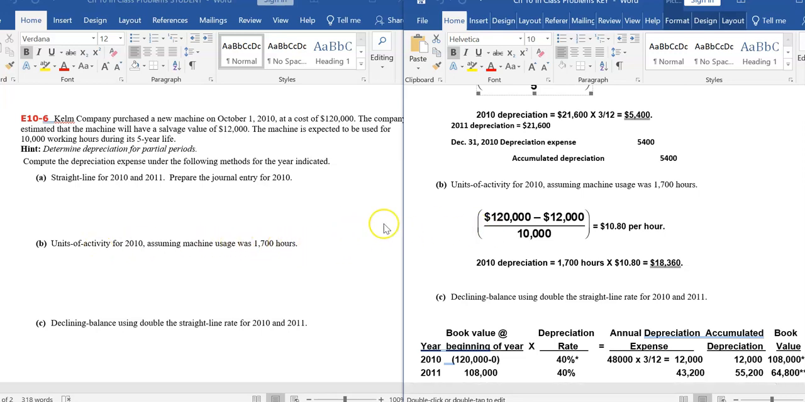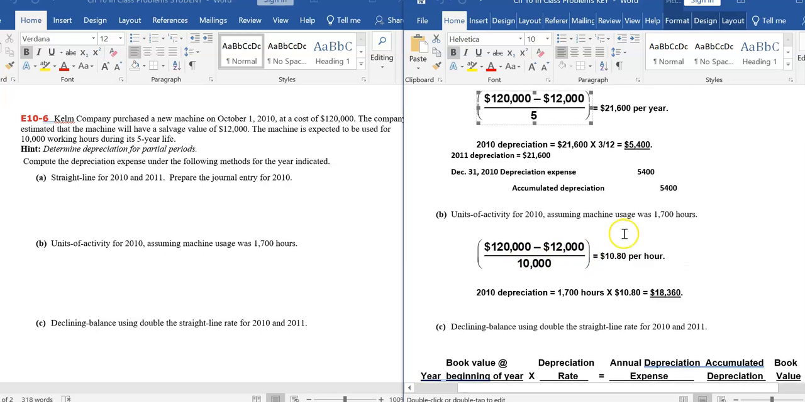Okay. So the formula for the first step of the units of activity method is to take the original cost of the asset, subtract out its residual value or salvage value. But instead of dividing by the number of years of life, as we did in the straight line method, we are dividing by the total number of hours we expect this thing to produce over its life. That means that we are going to be depreciating this machine $10.80 for every hour it's used. Okay, that's the depreciation rate per unit for the units of activity method.